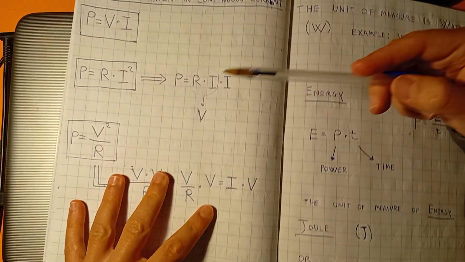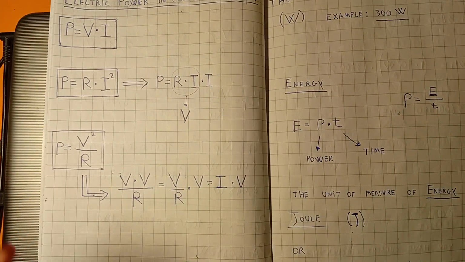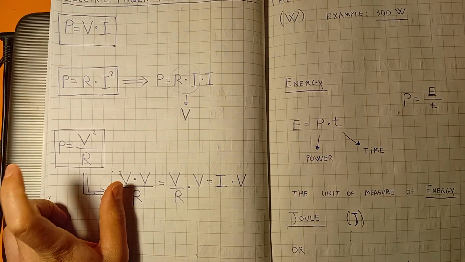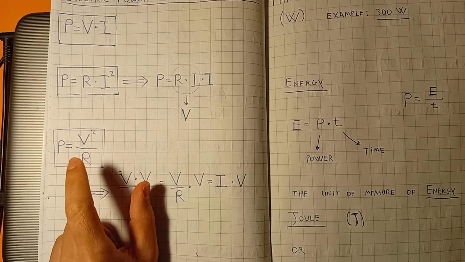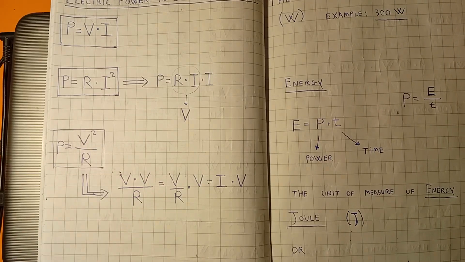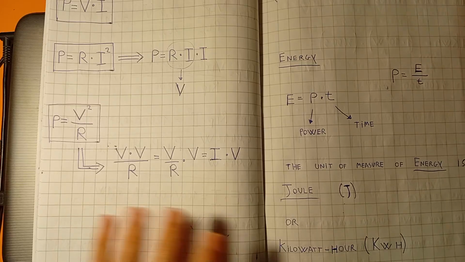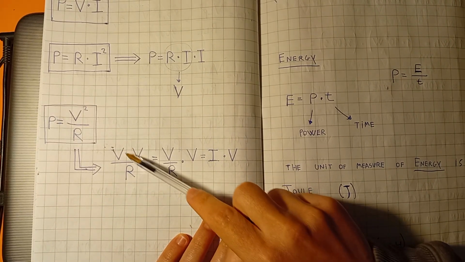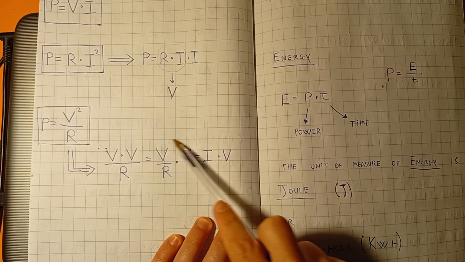Now let's look at the third formula. This one looks a bit different, but let's analyze this. Power is equal to voltage squared, divided by resistance. Squared voltage, what is squared voltage? It is voltage multiplied by voltage. Now we can isolate this part, voltage divided by resistance. We can isolate this part and rewrite this formula in this way.